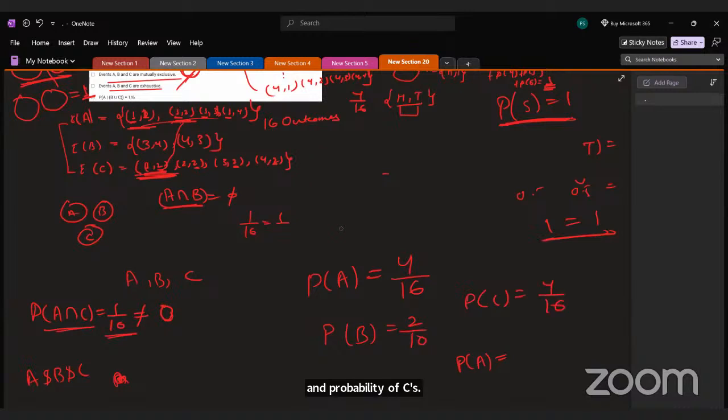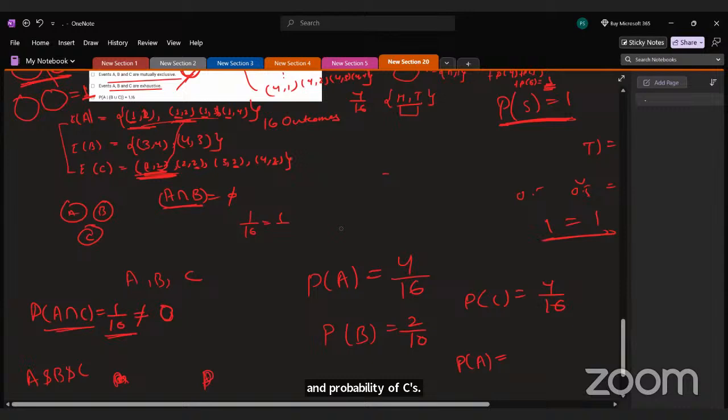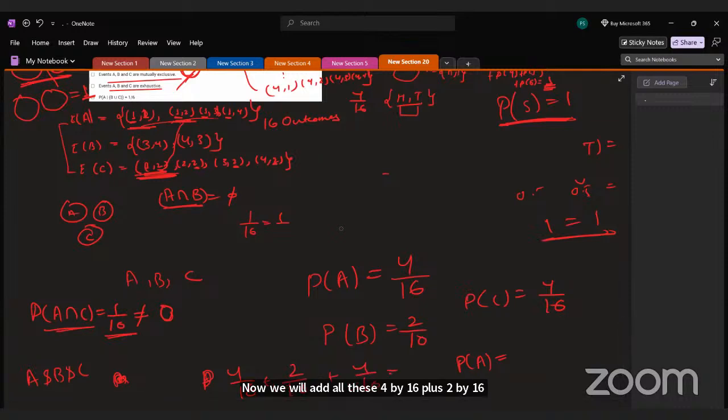Now we will add all these: 4 by 16 plus 2 by 16 plus 4 by 16. In total we'll get 10 by 16. It's not equal to 1. 10 by 16 is not equal to 1. These are not exhaustive events. So what if we take 1 by 4 in P of A?